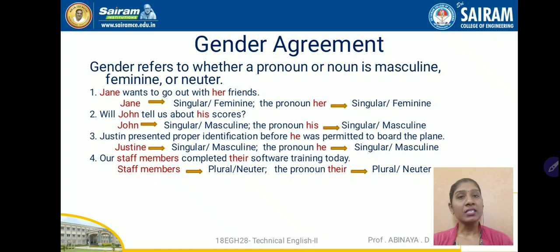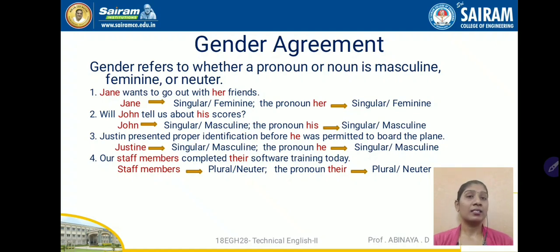Right. See the first statement. Jane wants to go out with her friends. Her is the feminine singular which is to be substituted for Jane, feminine singular. Okay. Will John tell us about his course? So that his, pronoun masculine singular, has to be substituted for John, masculine singular.